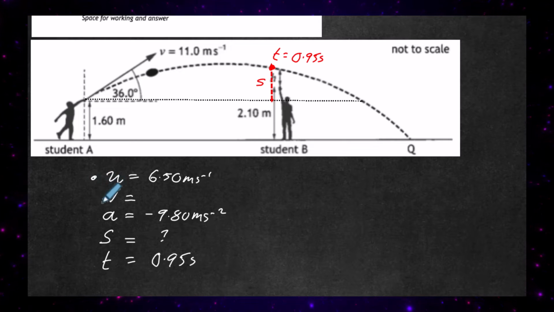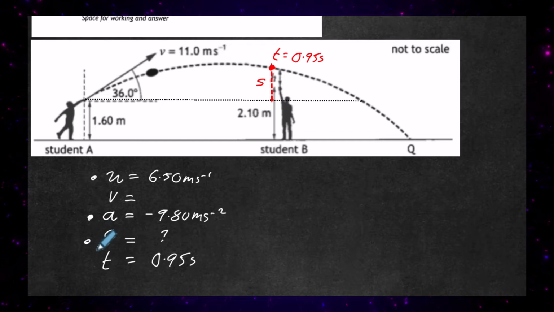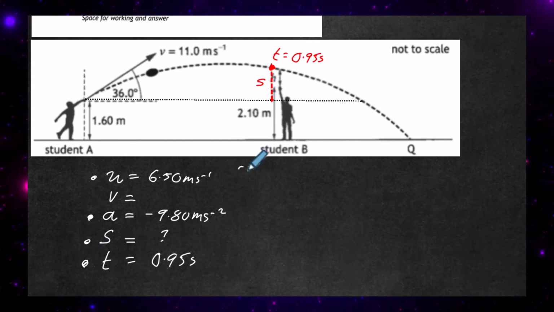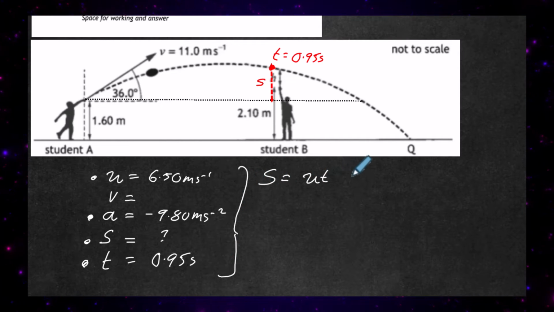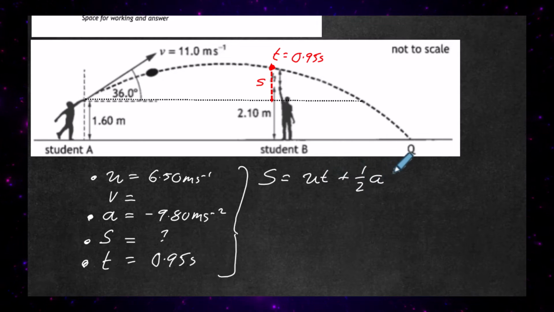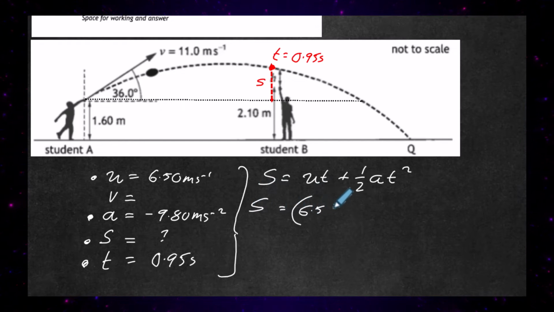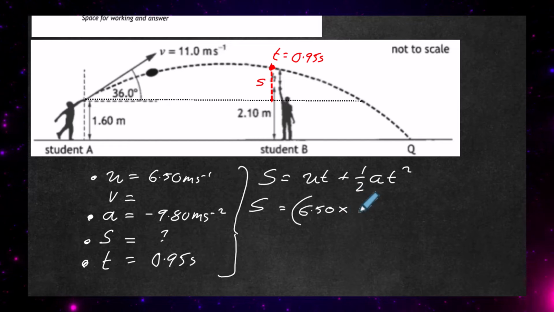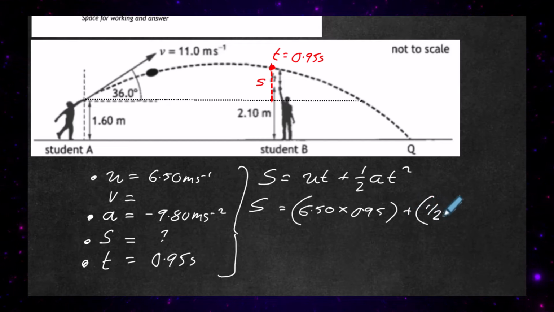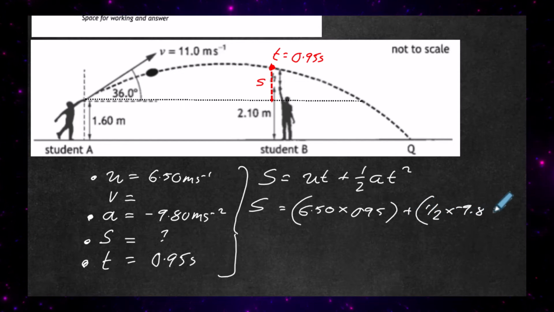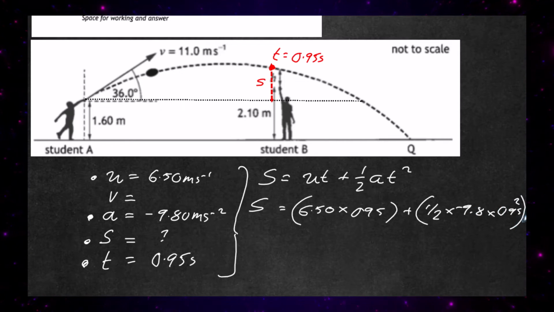So in our equation list, we have got the initial vertical velocity, the acceleration, the displacement s, which we're looking for, and the time. So we look up our relationship sheet and we have got this equation to deal with: s equals ut plus 1/2 at squared. So plug in the numbers. s equals u, 6.50, multiplied by the time, which is going to be 0.95. Add on to that the second bracket, 1/2 times minus 9.8, and then multiplied by the time squared, 0.95 all squared, and you can put that in a bracket.